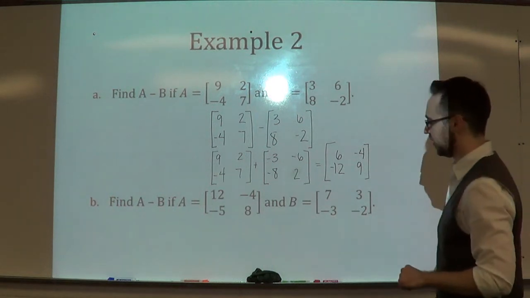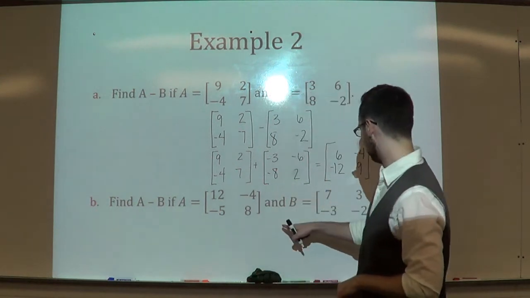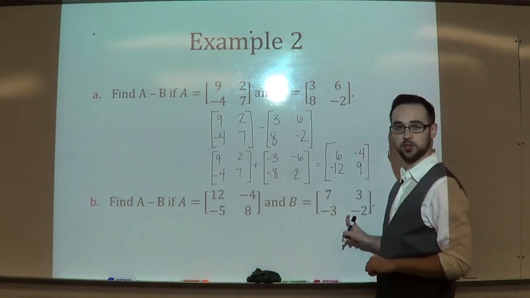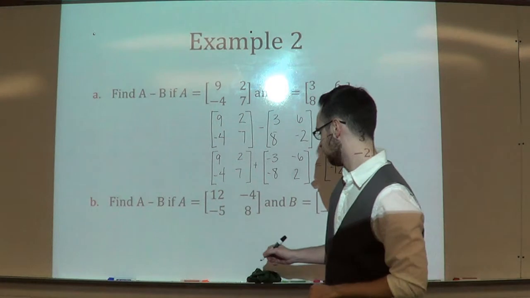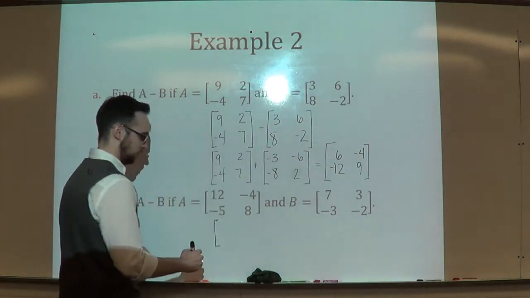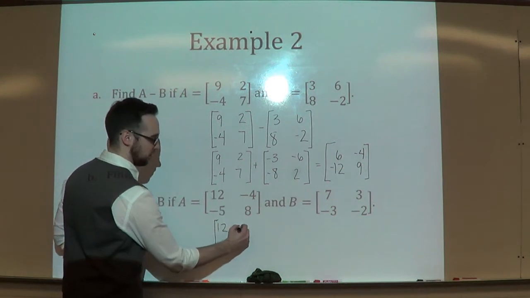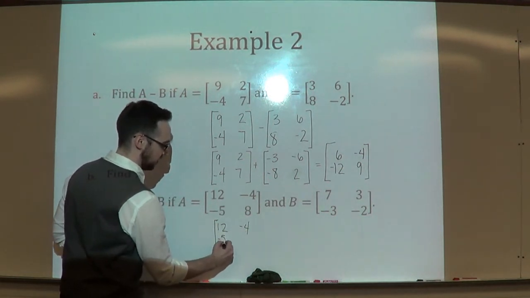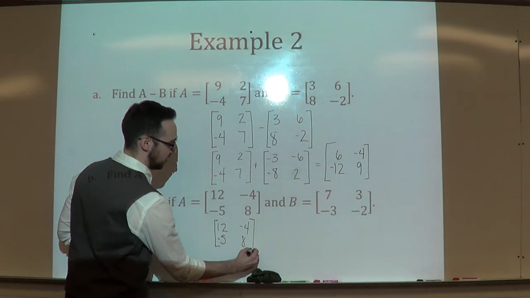Let's take a look at part B here. Again, we have a 2 by 2 and a 2 by 2, so our dimensions are the same, so they work. So I'm going to rewrite these so that we have 12, -4, -5, and 8.